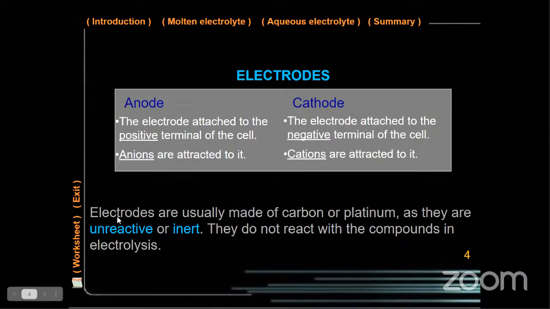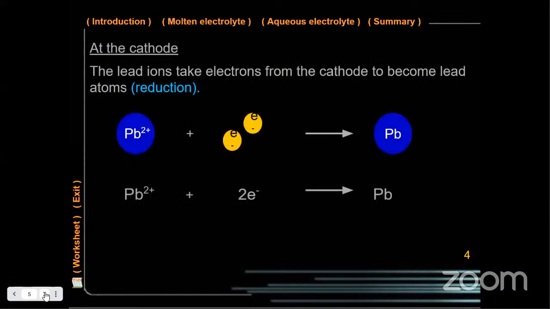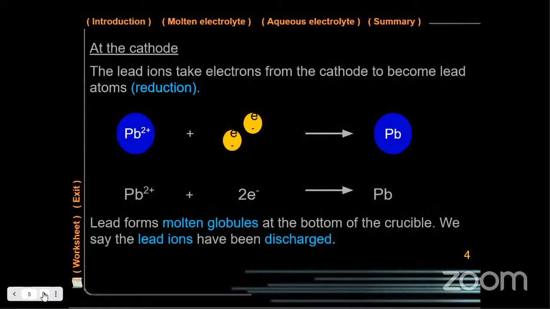You also have two types of electrodes, and for us, we're going to be concerned mainly with one type. You have what we call inert or unreactive electrodes that don't take part in the reaction. The inert electrodes that we typically use are carbon in the form of graphite and platinum. Graphite is more popular because it's much cheaper than platinum. So you must know your inert electrodes: carbon, specifically graphite, or platinum.